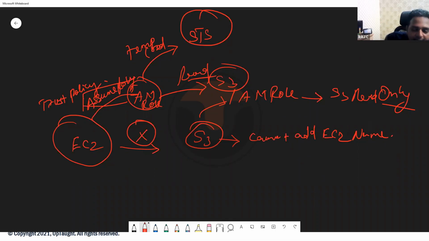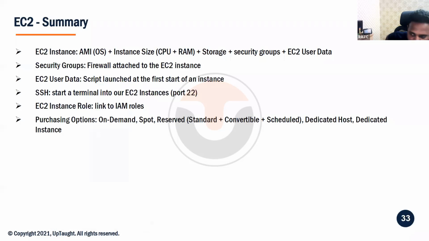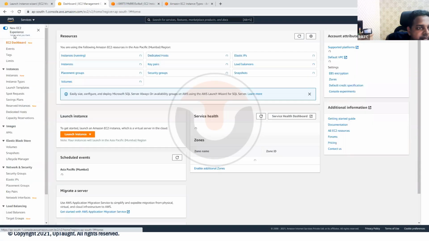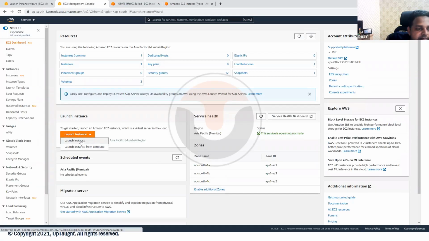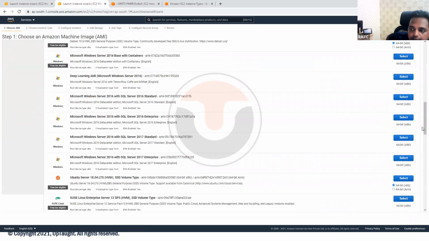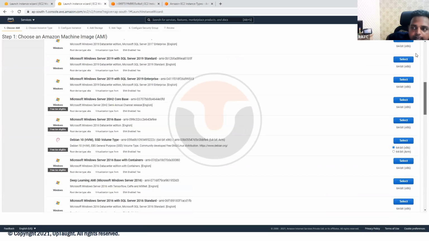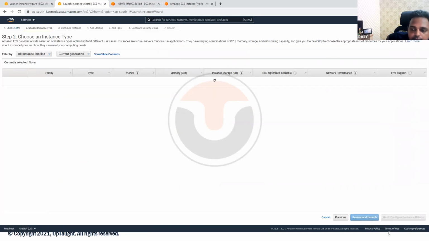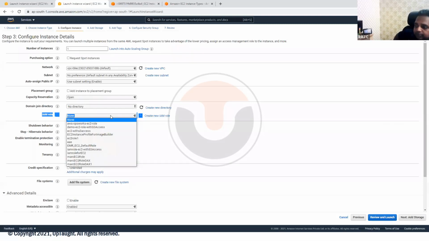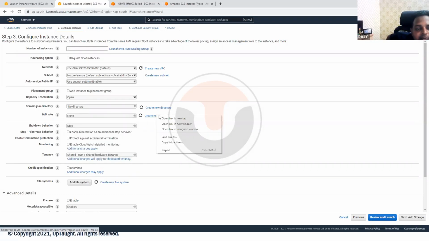So where do I associate my IAM role to EC2? I'll show you. This is my EC2. Remember this launch instance. Third option, step 3. If you choose this, you will see you have to choose an existing IAM role and attach that to the EC2 machine. You can also create a new IAM role, which will take you to IAM, where we have already completed how to create a role and attach a policy to it.